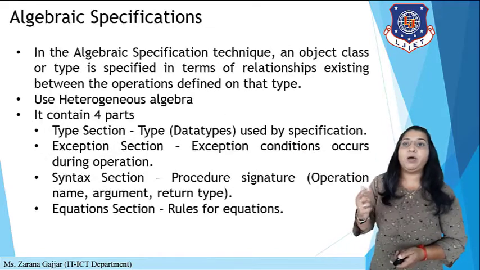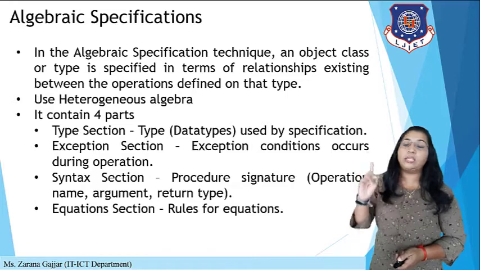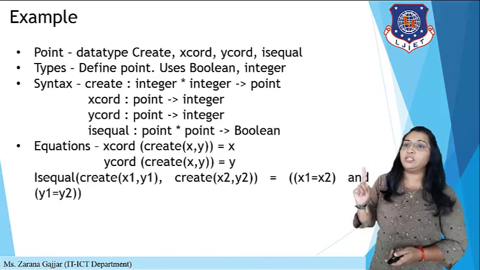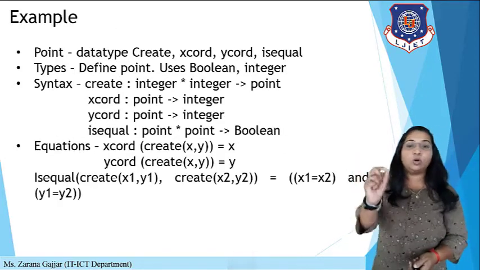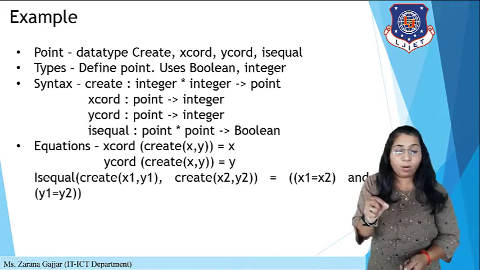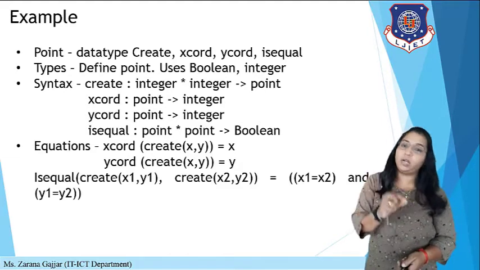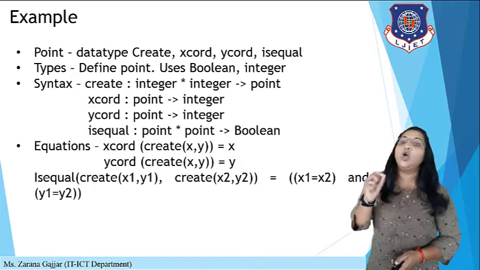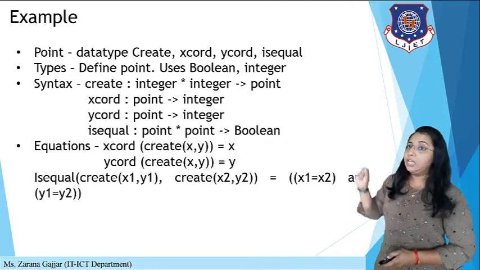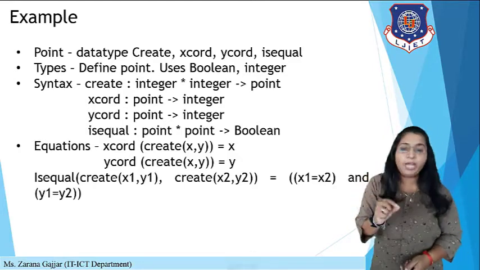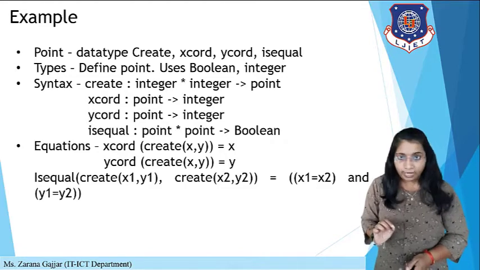In algebraic specification we have already discussed there are 4 parts. First is the type section. First you have to define the types. You have to define point, and for point it uses boolean and integer, either true or false or an integer value. So my type definition is point, and it uses boolean and integer.